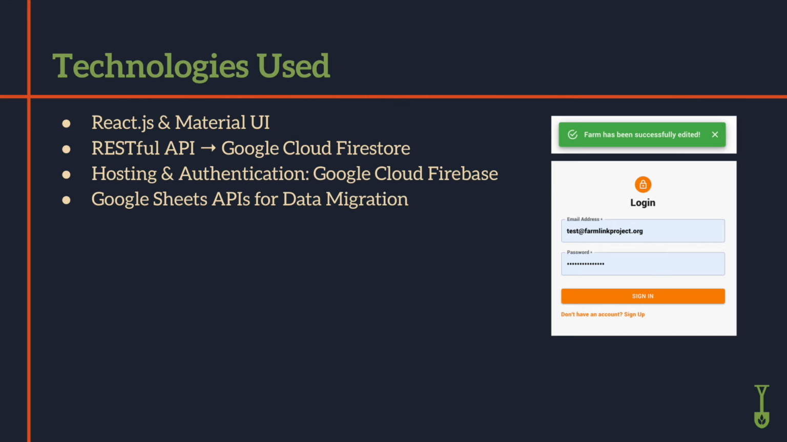workflow. We also implemented a RESTful API and ended up using it with our Google Cloud Firestore databases and functions to handle the CRUD operations on our data. And for hosting and authentication into our platform, we used Firebase. And then to migrate the data from Farmlink's spreadsheets into our platform, we created scripts with the Google Sheets APIs.